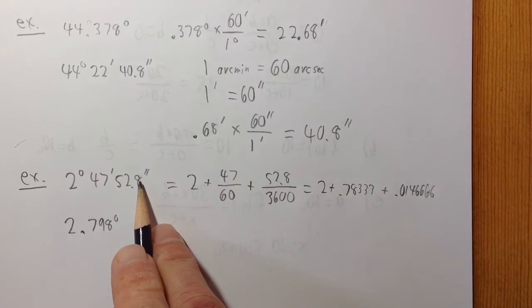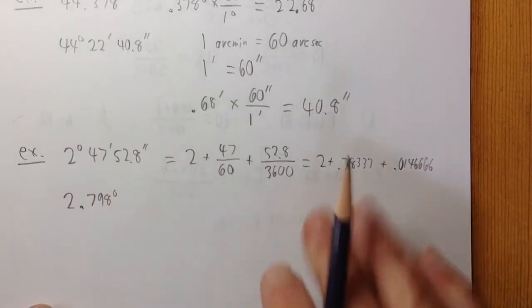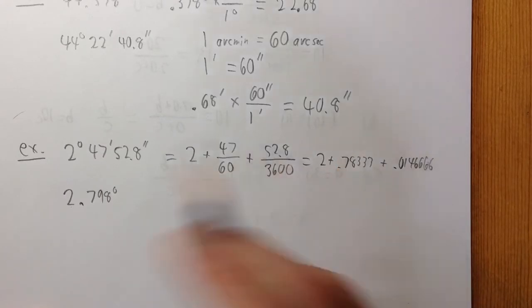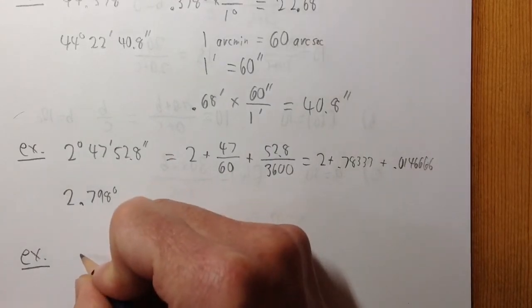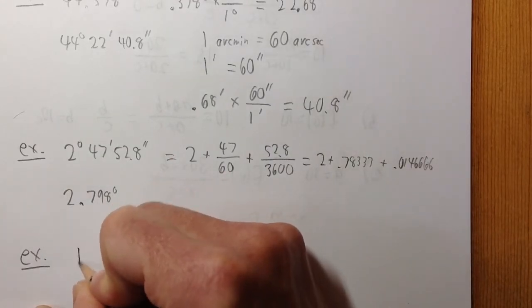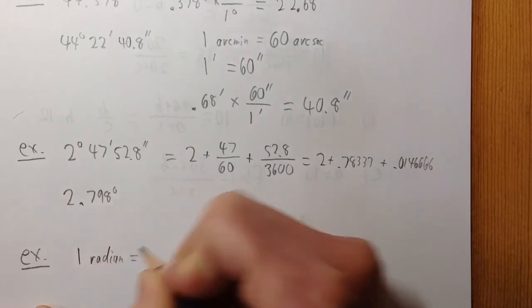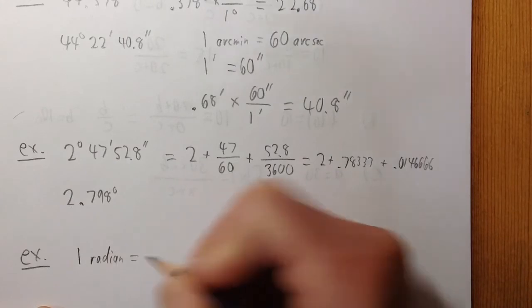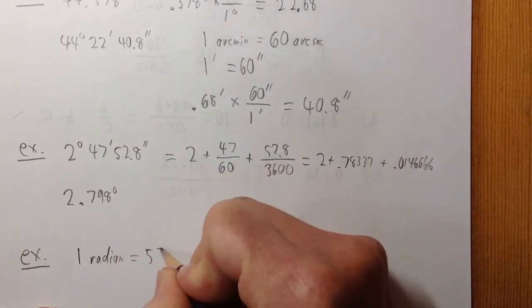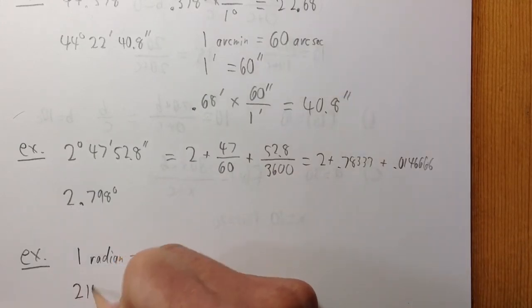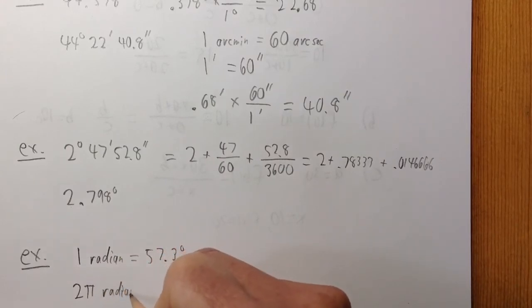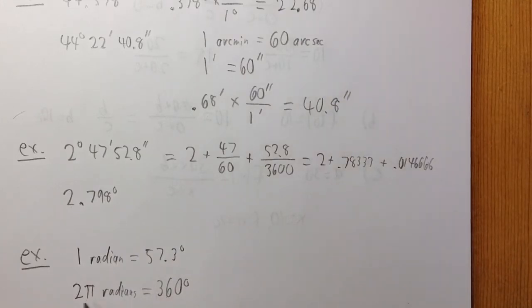Okay. So that's how you change between degrees, arc minutes and arc seconds. Now the one thing we didn't talk about was radians, and I'll make a whole other video on radians. 1 radian is about 57.3 degrees, which is awkward, but the better way to write that is 2 pi radians is the same as 360 degrees. 1 circle is 2 pi radians because there's 2 pi radius. 2 pi times the radius is a full circle.